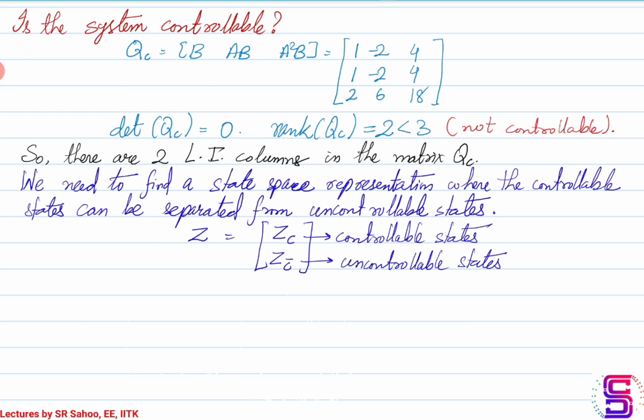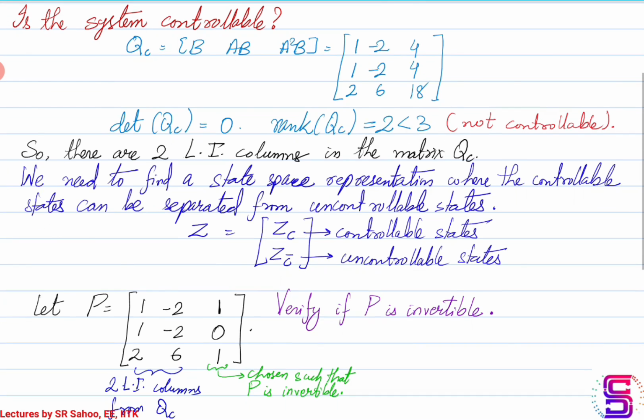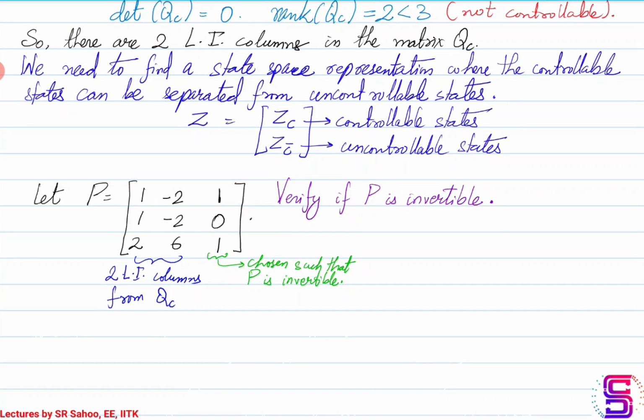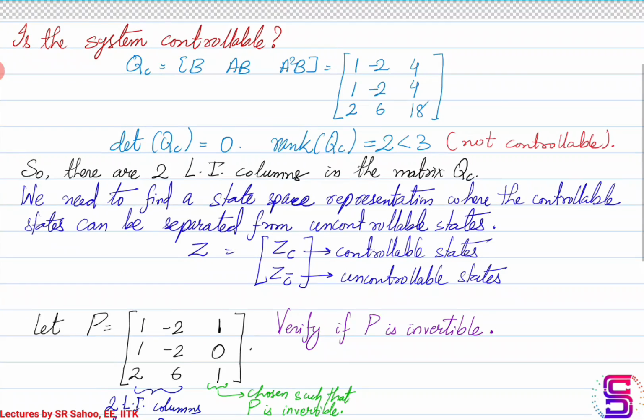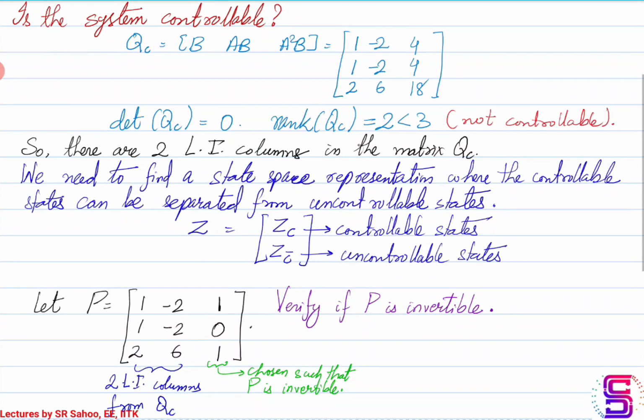So we need to find this z vector, so that zc is the set of controllable states and zc bar is the uncontrollable states. For that we construct a P. Remember that the P matrix has to be invertible. The first two columns of P are constructed from the two linearly independent columns of QC. In this case, the column 1, 1, 2 is taken from QC and the column -2, -2, 6 is also taken from QC. So we have our two linearly independent columns.